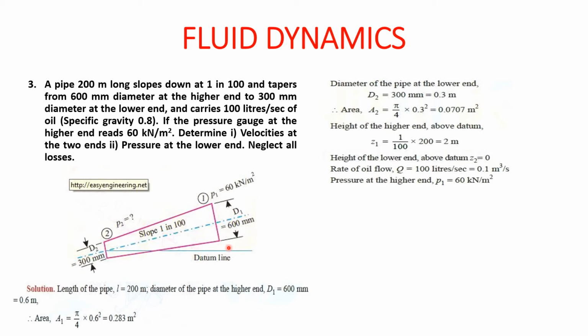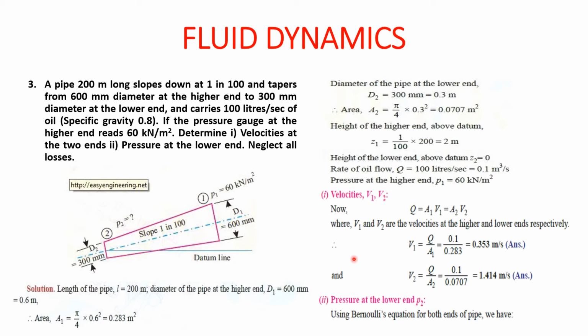So therefore Z1 is 2 meters. Height of the lower end above datum, Z2 will be 0, because the slope is 1 in 100. So the actual value will start from the ground level, so here it is 0. Rate of oil flow, that is Q equal to 100 liters per second, so it is equal to 0.1 meter cube per second. Pressure at higher end P1 is 60 kilonewton per meter square.